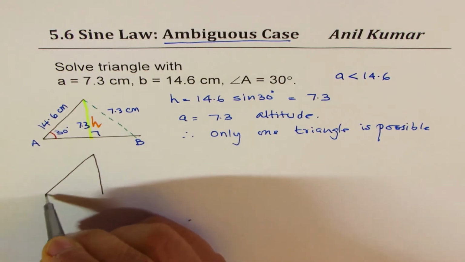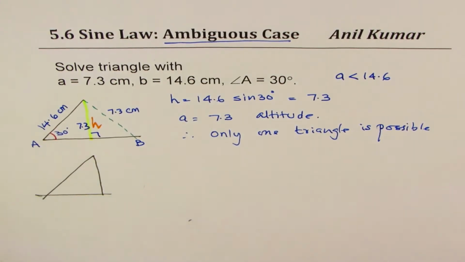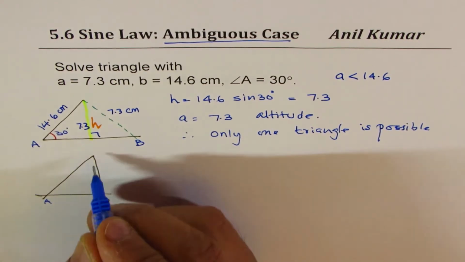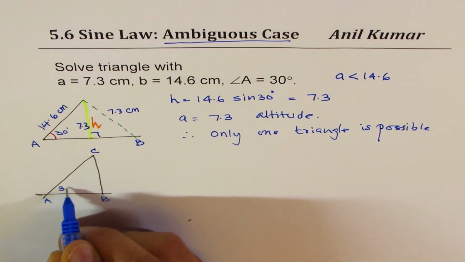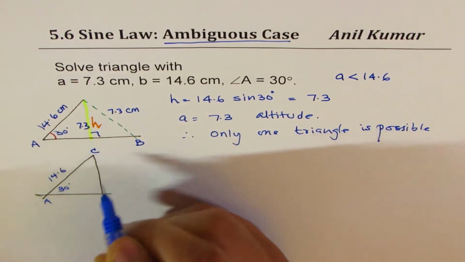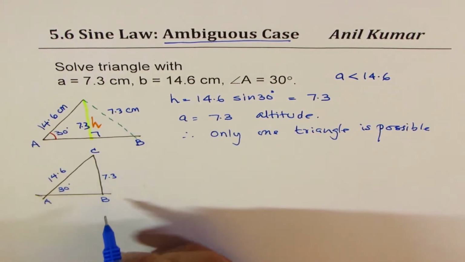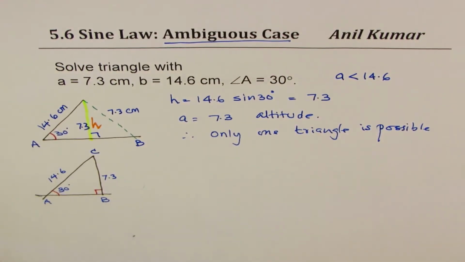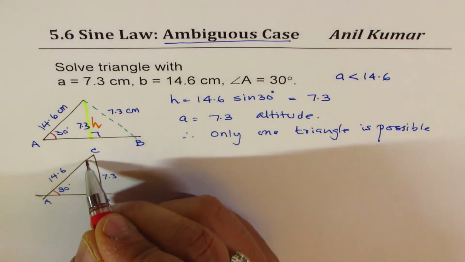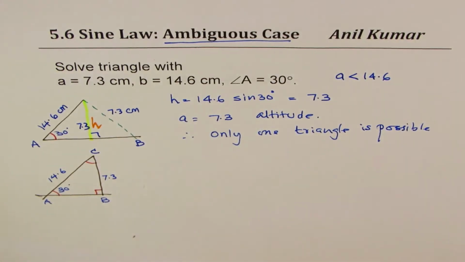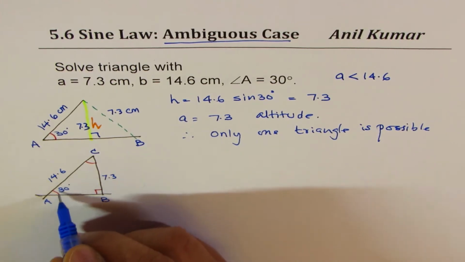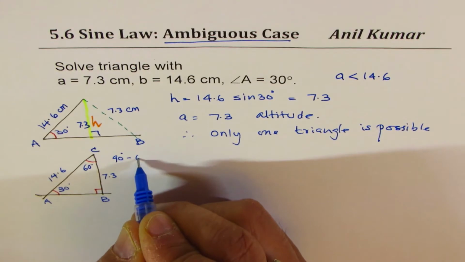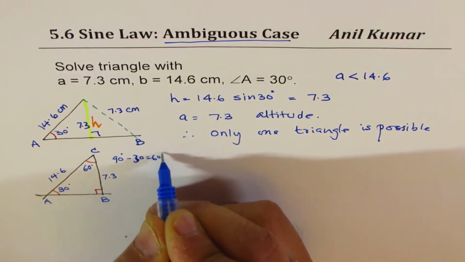Let me re-sketch the solution now. Does it make sense to you, right? So I hope the concept is clear, right? So let's see here, and this is 30 degrees, that is 14.6. The side is already given to us as 7.3, and what we figure out is that this is a right triangle. Now since it is a right triangle, we can find other things even without doing many calculations. 90 minus 30, right, will be 60 degrees. That is 90 degrees minus 30 degrees equals 60 degrees.